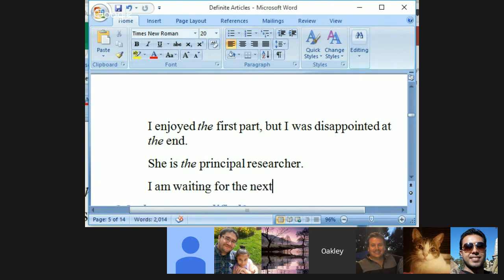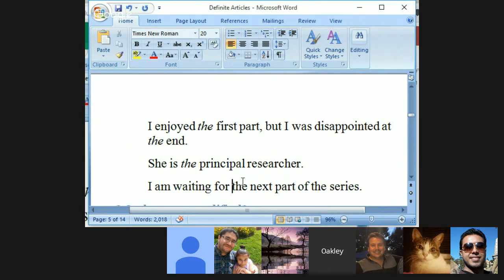Okay, I'm waiting for the next part, the next installment of the movie, like a series of movies. Maybe even a series. But there can still only be one next part. It's still unique. It's the part that follows this part.